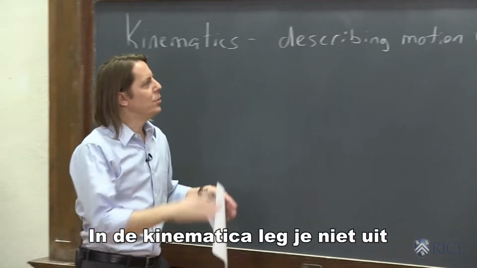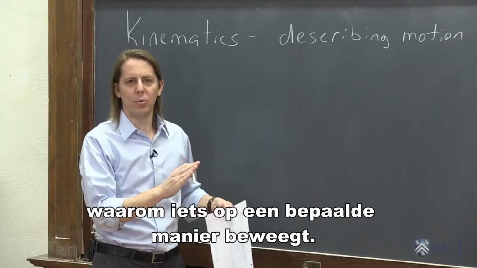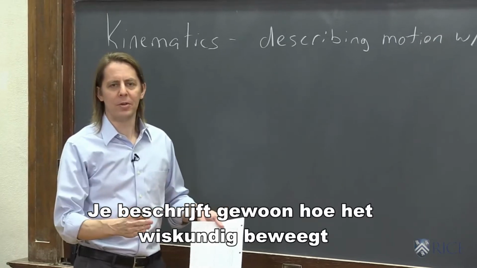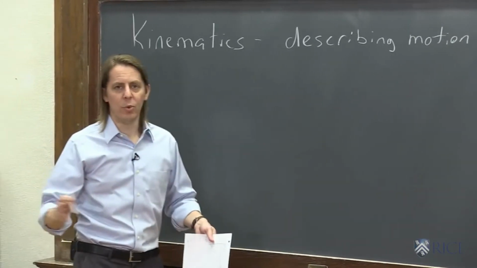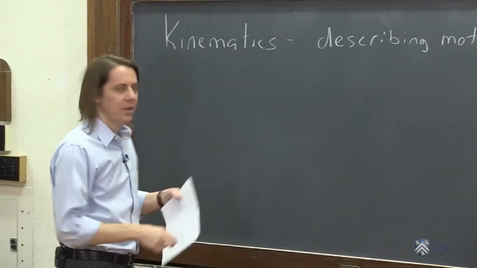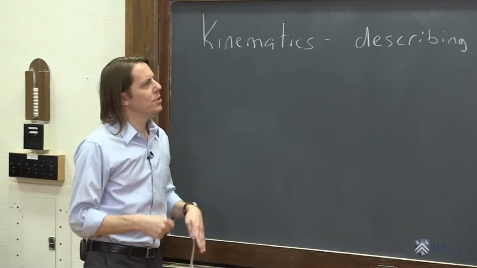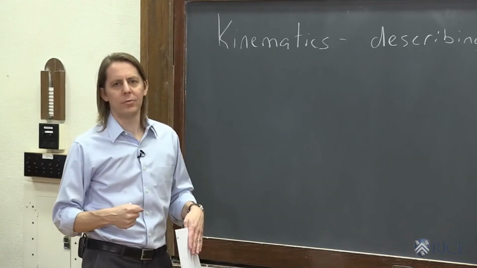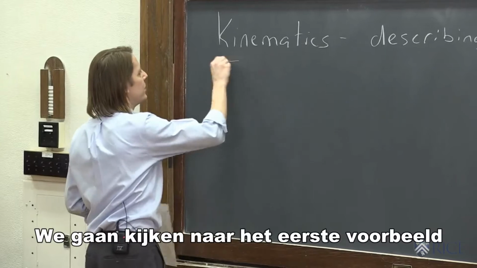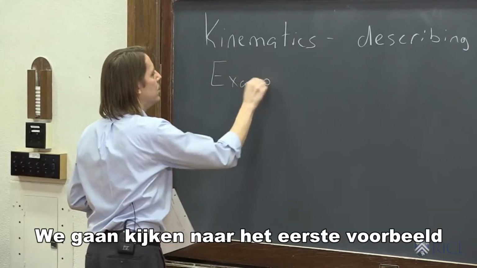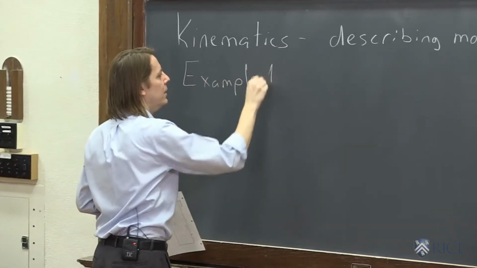In kinematics, you don't explain why something moves a certain way. You just describe how it moves mathematically. We'll explain why it moves a certain way later when we get to Newton's laws. So we're going to learn about kinematics through several examples. So let's look at example 1.